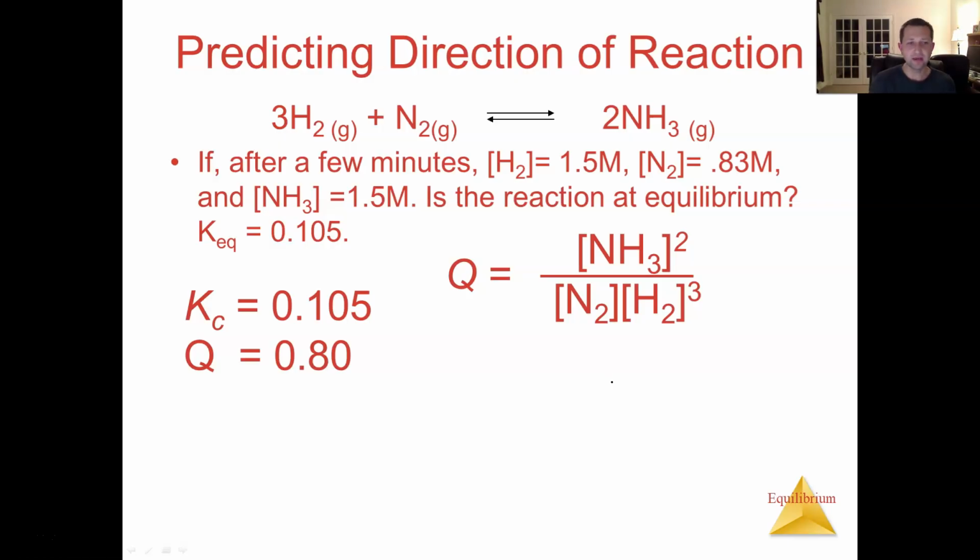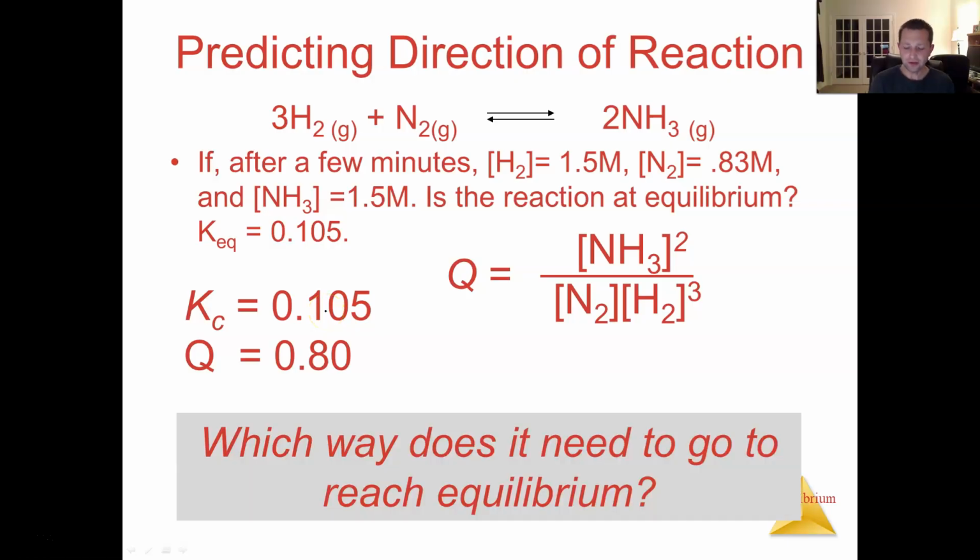So again, quick recap here, Kc is 0.105, same as KEQ, and Q is 0.80. So clearly Q is way greater than Kc right now. What does that really mean here? If Q is greater than Kc, that means your ratio here is definitely too big, right?